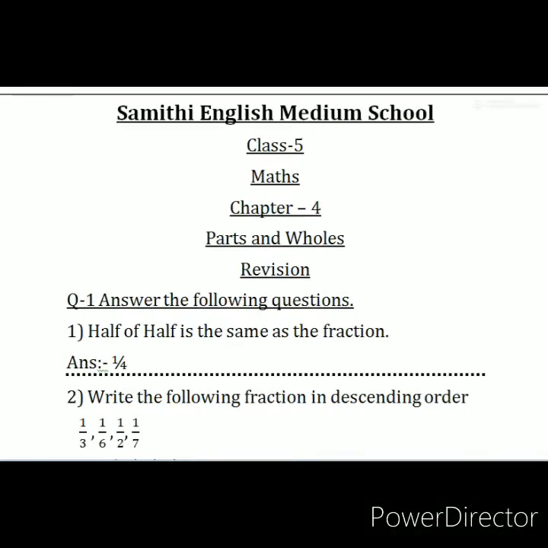Hi students, yesterday we started some revision from chapter 4, Parts and Wholes. Today we will continue some more revision from this lesson. Let's start the first question.